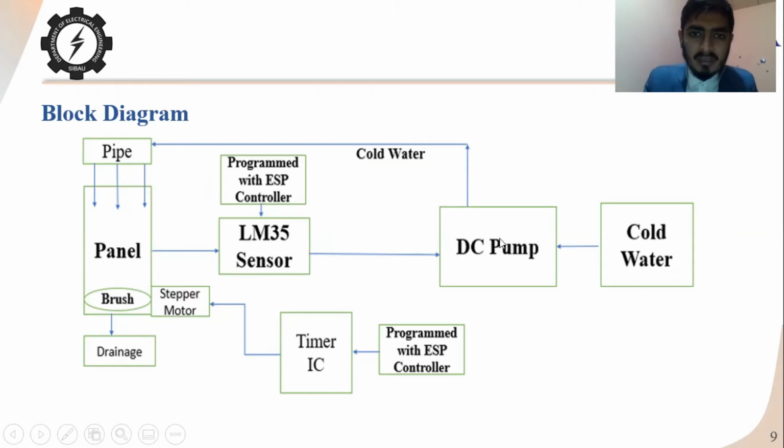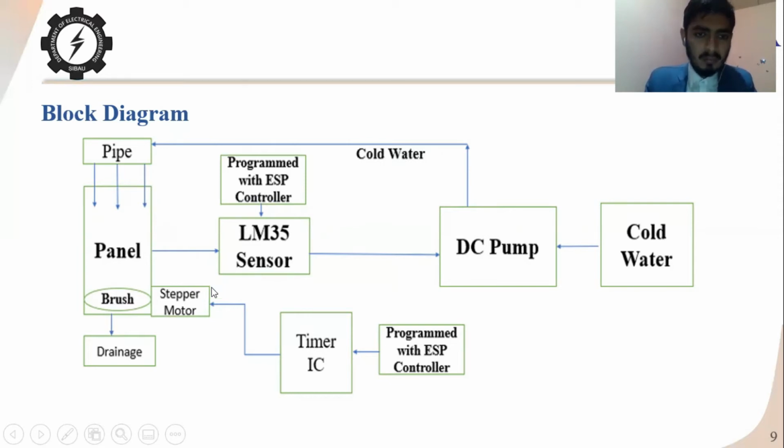Basically, this is an automatic system. We have used the LM35, which will continuously sense the temperature, and this LM35 is programmed with an ESP controller. Whenever 25 degrees centigrade is achieved, the ESP will send a signal to the DC pump, and the DC pump will be operated. Then the cold water from the DC pump will flow through the pipe and spread over the surface of the panel.